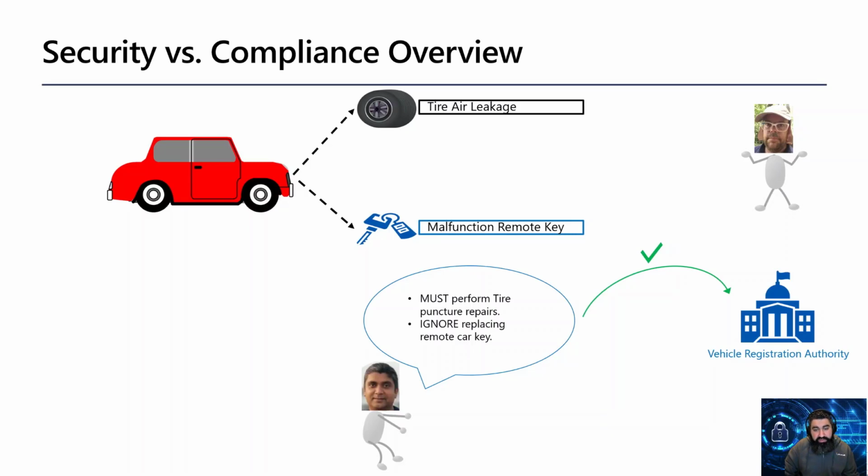Shashank then advised that all punctures in the tires must be fixed to stop the air leakage, and this is a top priority issue. For the car remote key battery issue, Shashank advises that this is a low priority issue, as the physical key works as expected to lock and unlock the car. Also, the Vehicle Registration Authority is not really concerned about the remote keys that much, as it won't lead to any road accidents or risk to other people's lives.